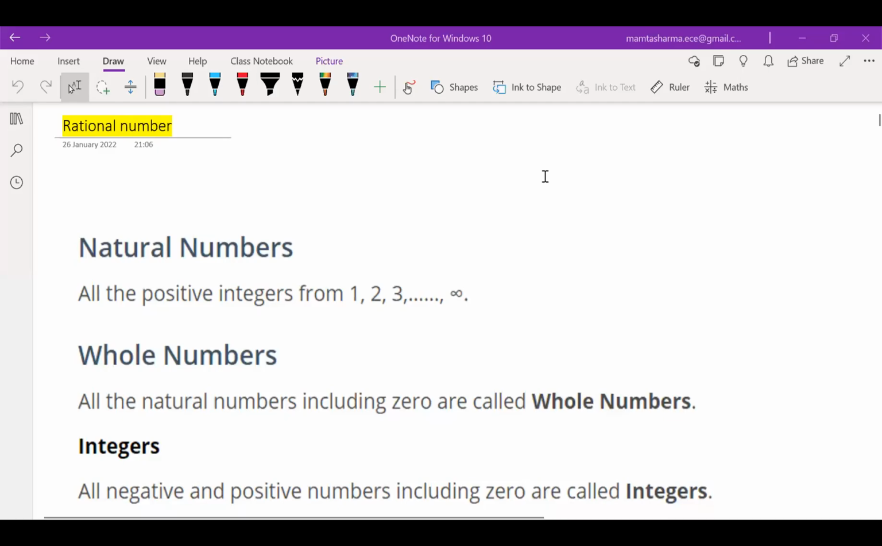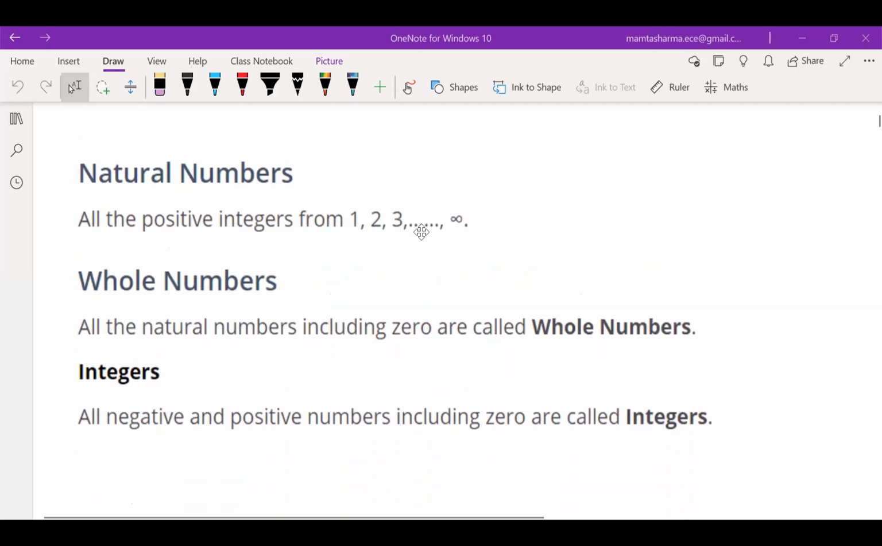Okay. So today we are going to revise the whole. From today we will revise our math syllabus. Okay. So I am revising. I'm starting it with chapter 1. Chapter 1 is rational numbers.